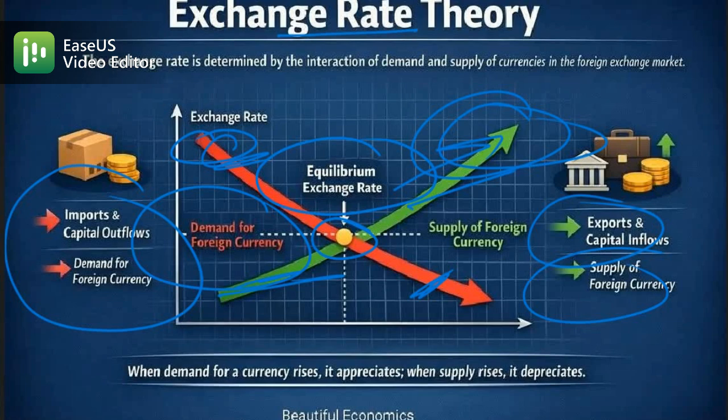So what we understand is that the exchange rate is set by the balance between how much people want a currency, meaning demand, and how much is available, meaning supply, just like prices in the market.